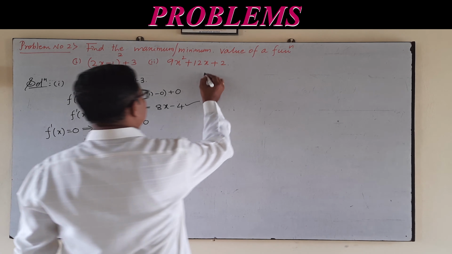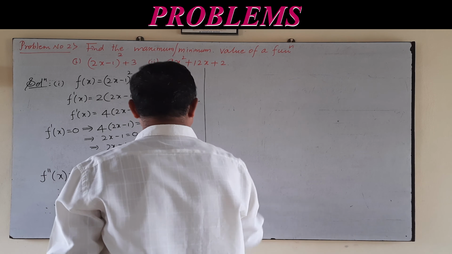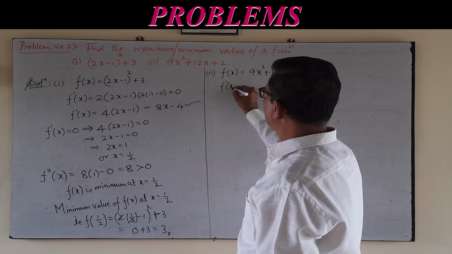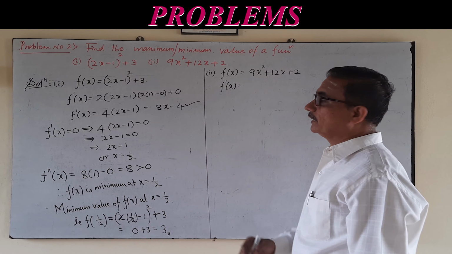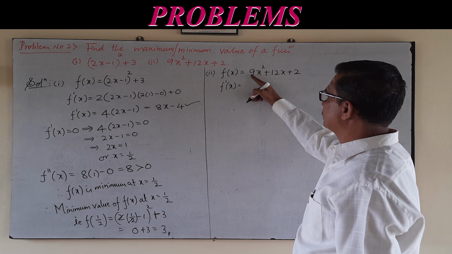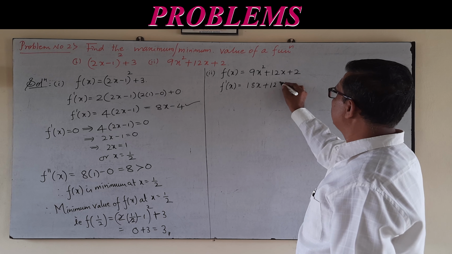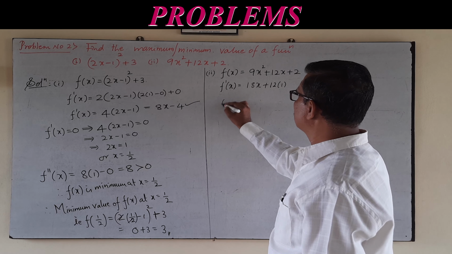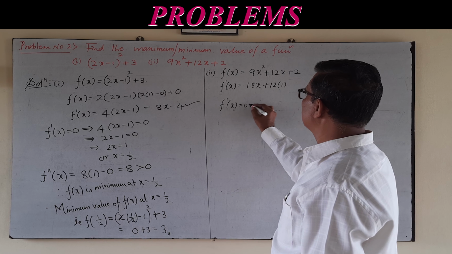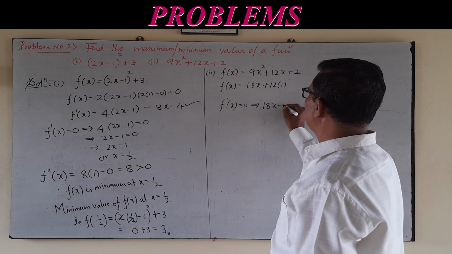Okay. Similarly, second one, same type. Second problem: f of x is equal to 9x square plus 12x plus 2. Step number 1, solve f dash x. F dash x is the same as dy by dx. Differentiate: derivative of 9x square is 9 into 2, 18 into x, plus 12 derivative of x with respect to x is 1, plus derivative of 2 constant is 0. Alright. Now solve f dash x is equal to 0. F dash x value 18x plus 12 is equal to 0.